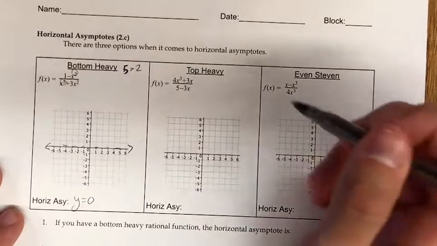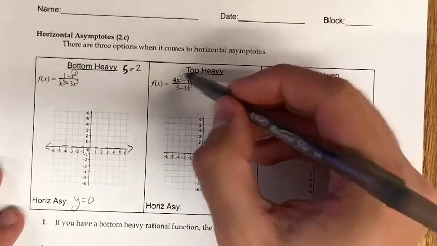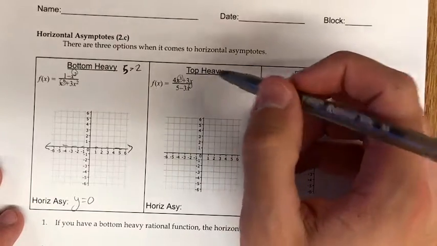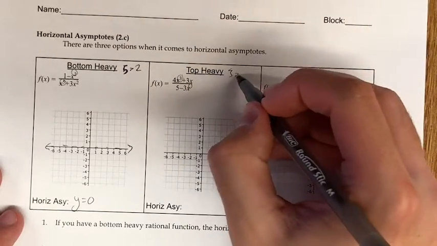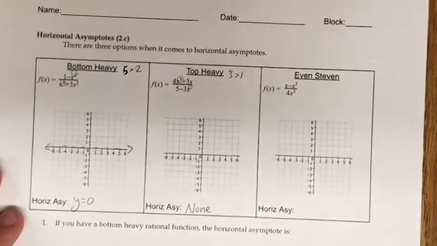And I won't make you graph the rest. When it is top heavy, so when the exponent on the top is larger than the exponent on the bottom, the degree is higher on the top, we always have no horizontal asymptote.